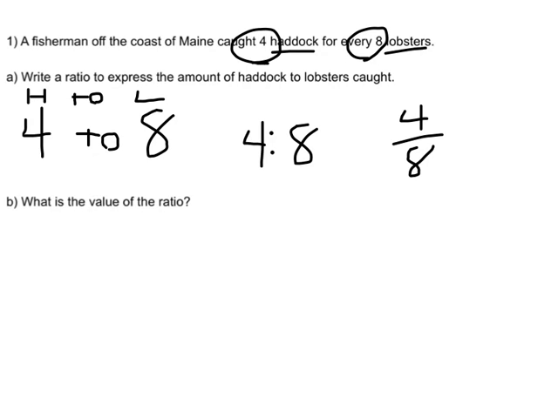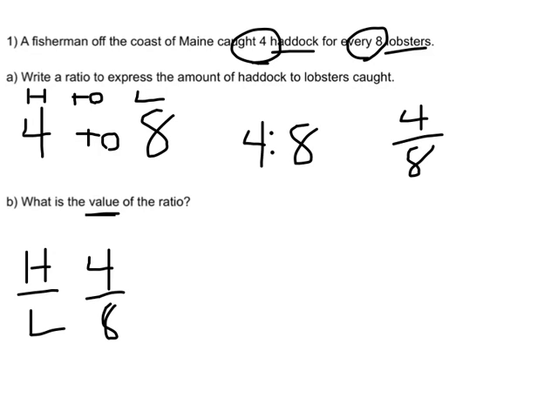What is the value of the ratio? Remember, the value is the ratio in its lowest or simplest form. What is the value of a ratio? Absolutely, just the ratio in its lowest form. So if I've got a ratio like this, again, I'm always going to label. So haddock to lobsters, haddock's just a type of fish. 4 out of 8, 4 to 8.